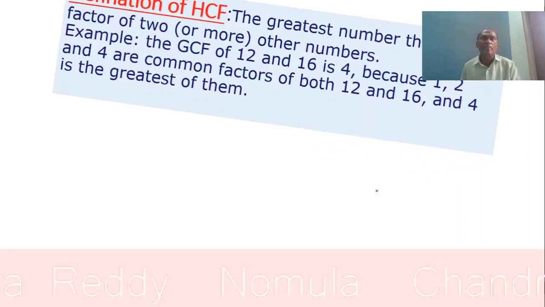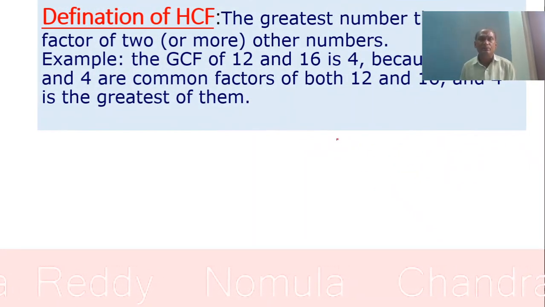Next, the definition of HCF. The greatest number that is a factor of 2 other numbers. Example, the HCF of 12 and 16 is 4, because 1, 2 and 4 are common factors of both 12 and 16, and 4 is the greatest of them.